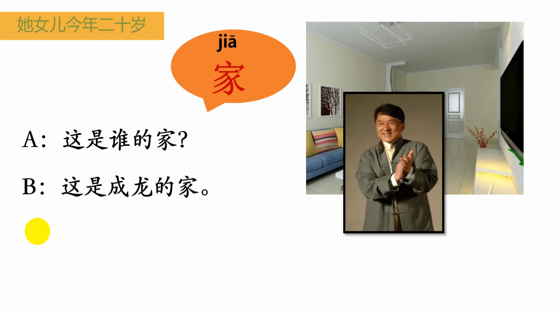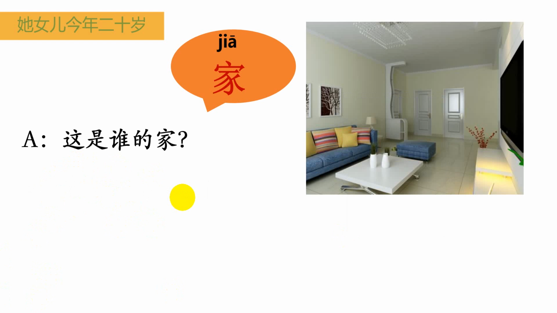Now just now you said 回家, it was an action. Yes, 回 is for go back home, go back. Now this one, 这是成龙的家 is okay. This is Jackie Chan's family. 那一起读, 这是成龙的家. Yes, 这是成龙的家. If this time I want to say this is my family, then for the answer, 这是谁的家? 这是我的家. Yes, for mine, 这是我的家. Okay, this word is 家, family and home.